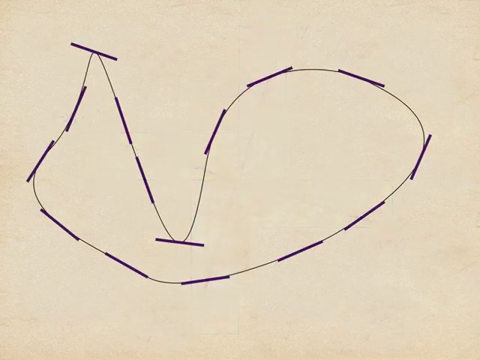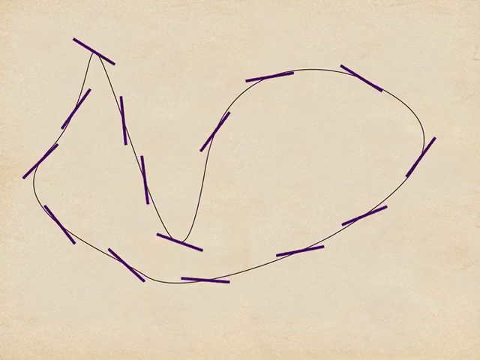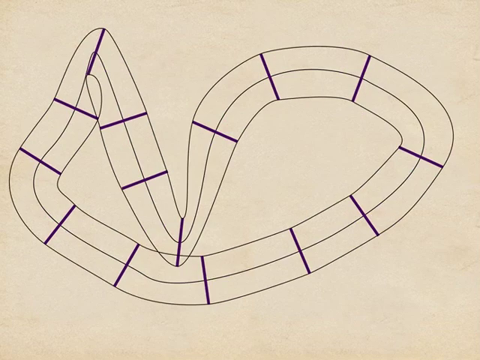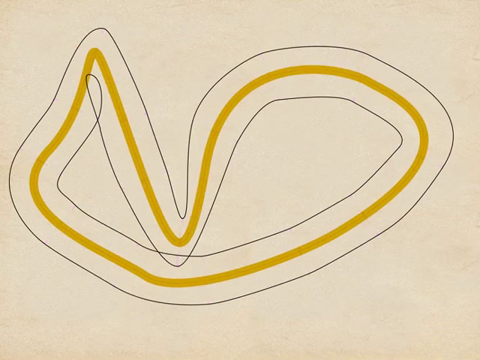We have our curve. We call Bezier tangent to get the tangent at each point. We scale the tangent so it has a fixed length. We rotate it 90 degrees, and now we're done. We just connect up the outsides and the insides, and we have two tangent curves.